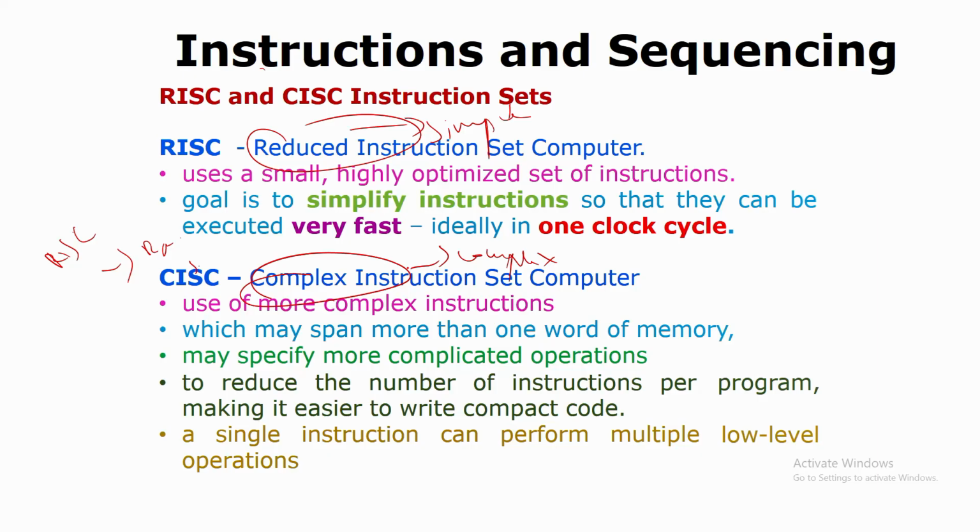These complex instructions are capable of performing multiple low-level operations within a single instruction. The primary objective of RISC is simplifying the processor hardware and improving execution speed, whereas the main aim of CISC is to reduce the program size by minimizing the number of instructions required for a task.